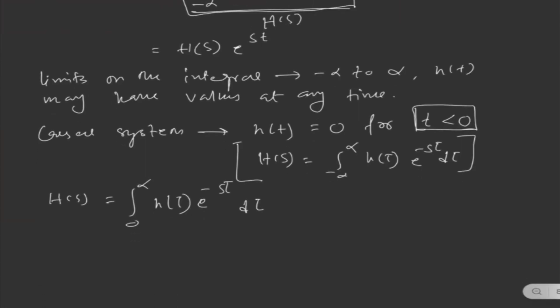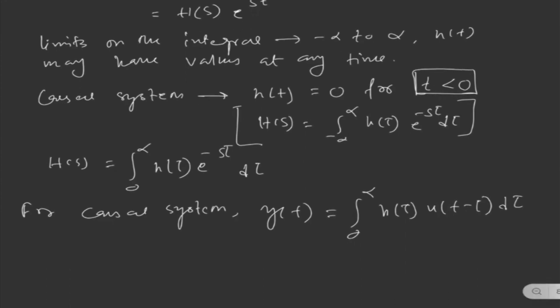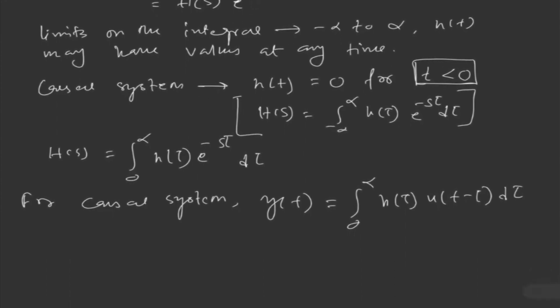Correspondingly, for a causal system, the output y(t) we can write as the integral from 0 to infinity of h(tau) u(t minus tau) d tau. That's why most of the systems we'll be dealing with in classical controls are causal systems, and that's why we'll be assuming the initial conditions to be zero.